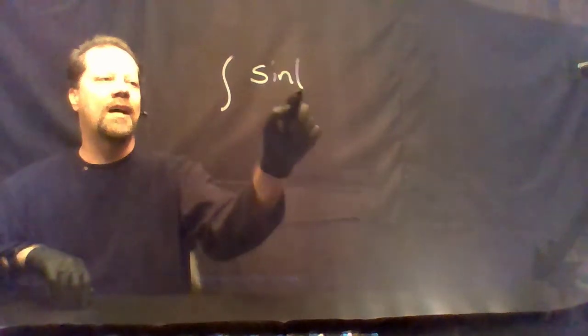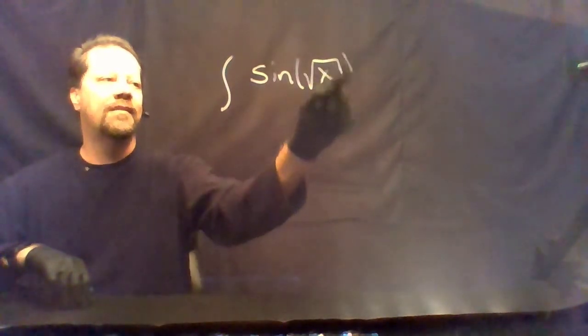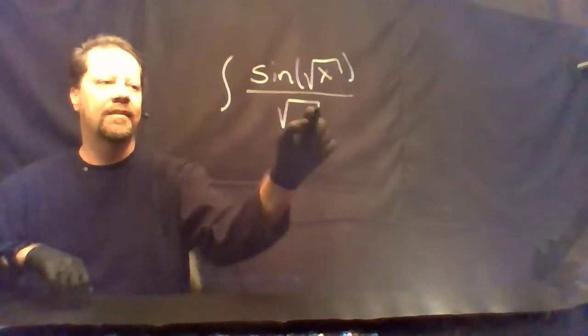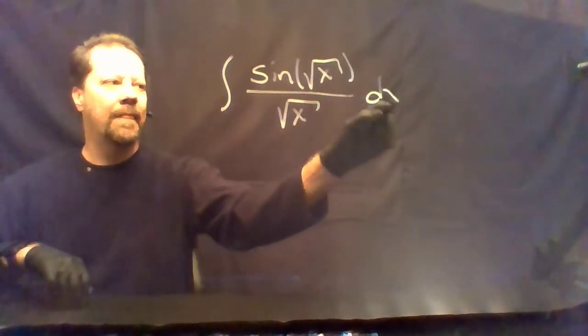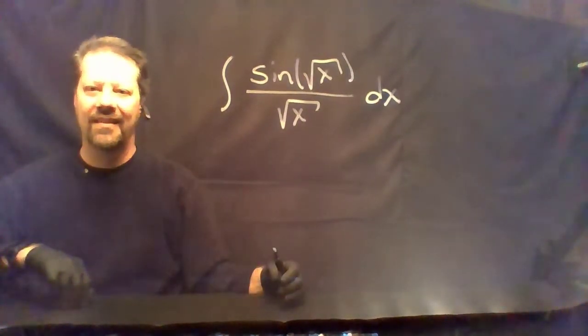Suppose I'm integrating the sine of the square root of x divided by the square root of x. What is u?